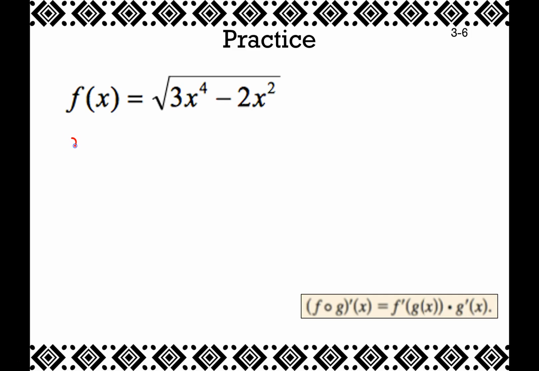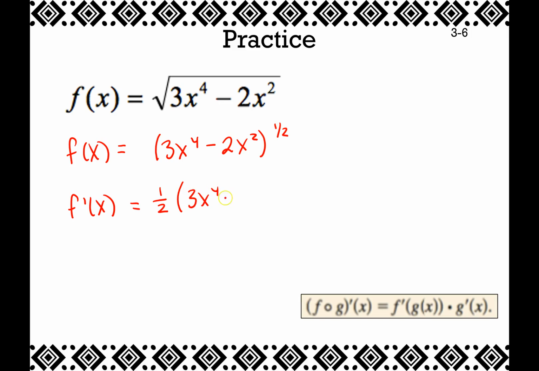All right, how can we rewrite f of x here? We're going to rewrite it as 3x to the 4th minus 2x squared, all to the 1/2. So my f prime of x is going to be equal to 1/2 times 3x to the 4th minus 2x squared. Remember, this says just keep the inside as is. Subtract 2 over 2 from here, so that gives me a negative 1/2. And now I've got to multiply it by the derivative of the inside function, which in this case is going to be 12x cubed minus 4x.